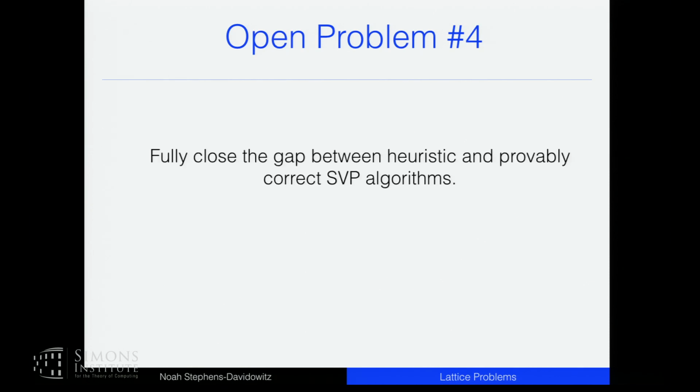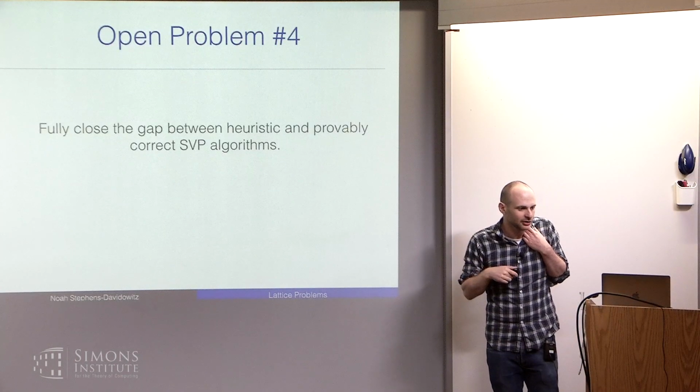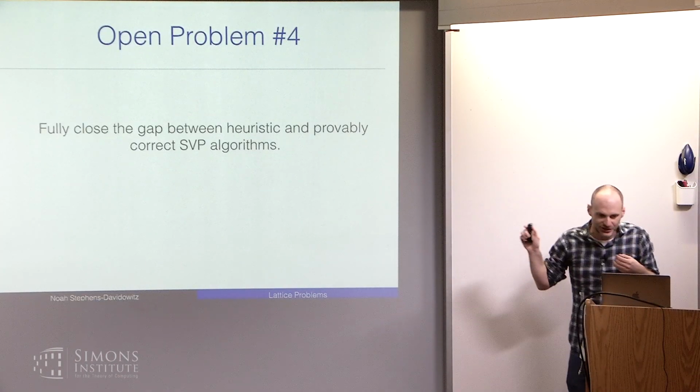Okay. Open problem number 4 is kind of the obvious one, which is just prove that you can do as well as heuristics. This seems harder. So this would be unconditionally.